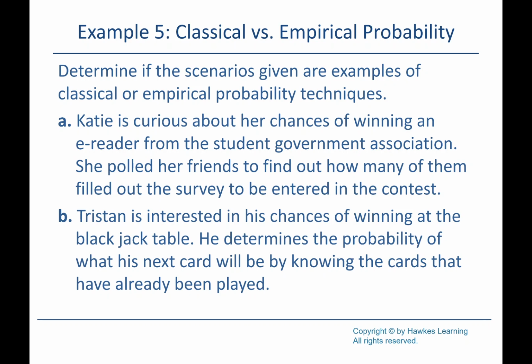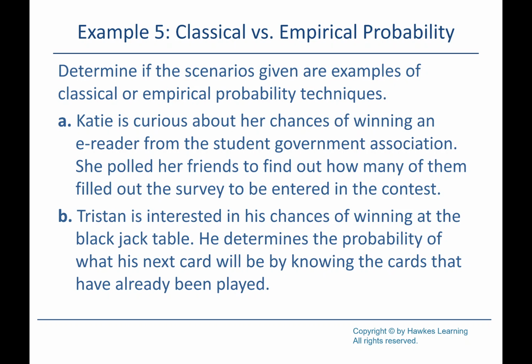B says Tristan's interested in his chances of winning at the blackjack table. He determines the probability of what his next card will be by knowing the cards that have already been played. That'd be classical or empirical? That one's going to be classical, a little tricky here, but that one's going to be classical because he knows how many cards are in the deck, what cards are in there. And he knows which ones have been played. So he knows all the cards that are left. So he knows the whole sample space. So we could get classical probability off that one.